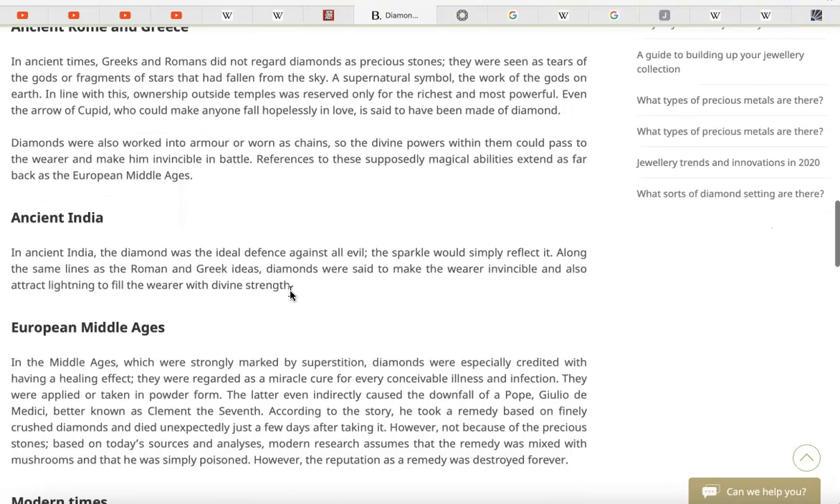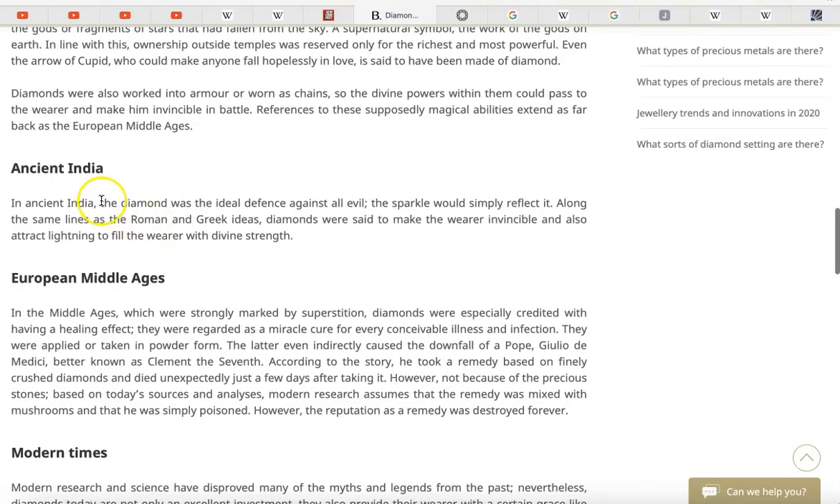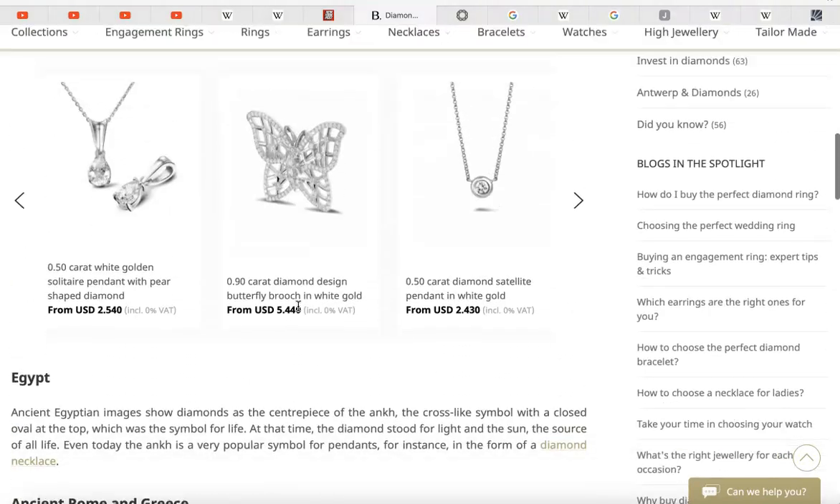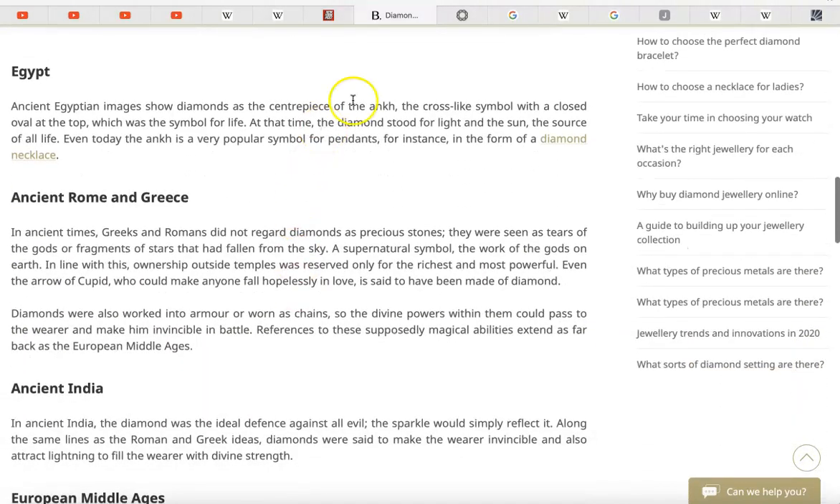Anyway, ancient India, not so much interested in ancient India. However, the first recorded mention of diamonds in history, they come from India. That's important. So I'm done with this article. I will, as always, put all of these articles in the description so you can look at them yourself, right?